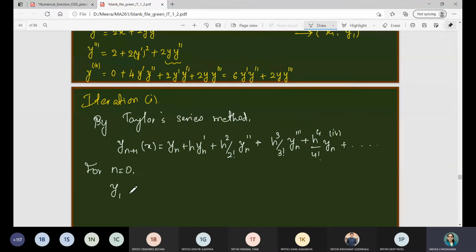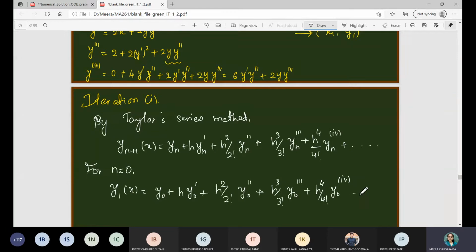So it will be y1 of x is equal to y0 plus h y0 dash plus h square by 2 factorial y0 double dash plus h cube by 3 factorial y0 triple dash plus h raised to 4 by 4 factorial y0 fourth order derivative and so on. Now see, for the substitution we already have this y0, but we don't have y0 dash, y0 double dash, y0 triple dash and so on. So how to find out these values? Tell me.